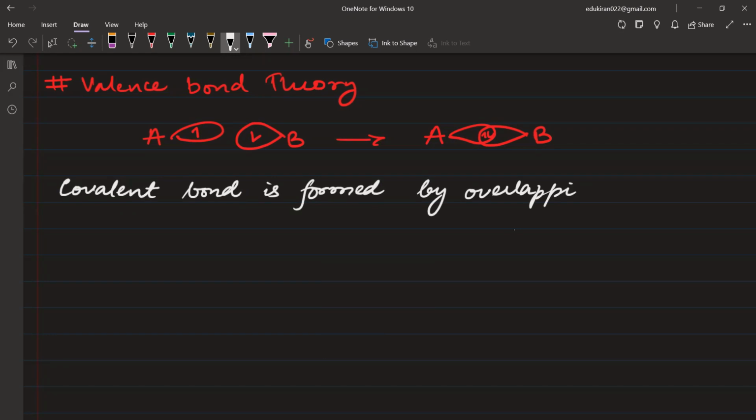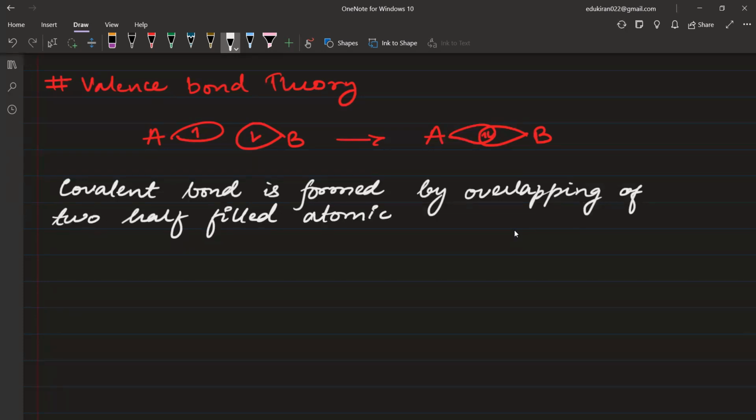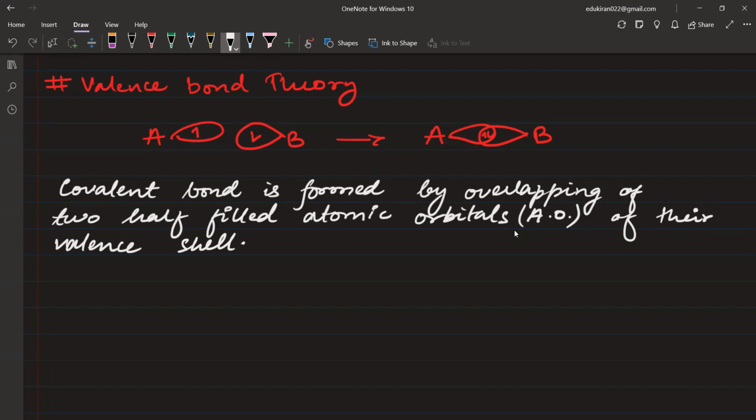Is formed by overlapping of two half-filled atomic orbitals. Atomic orbitals I will be referring to as AO many of the times. Okay, atomic orbitals of their valence shell. Okay, of their valence shell.